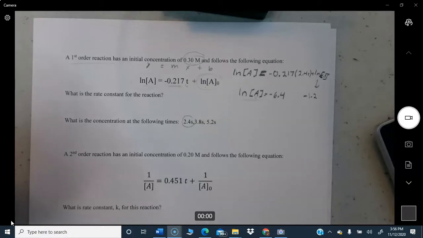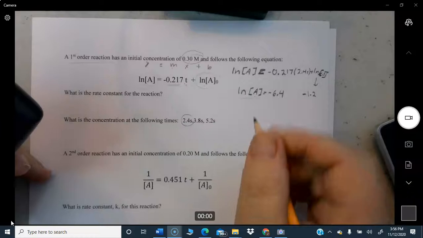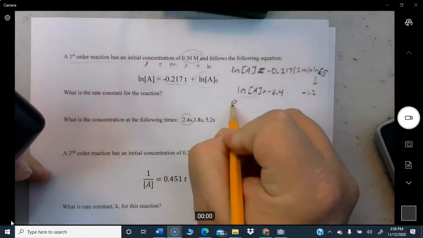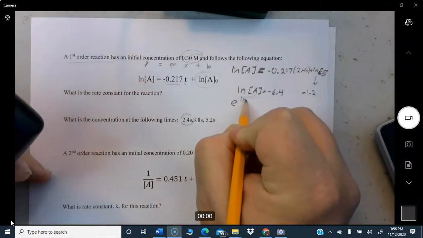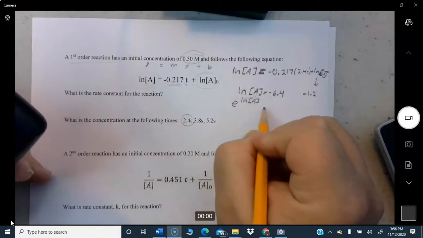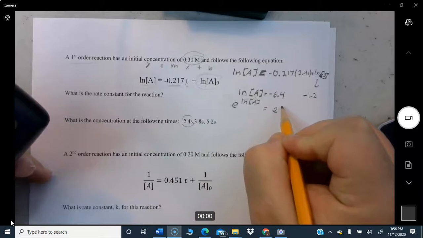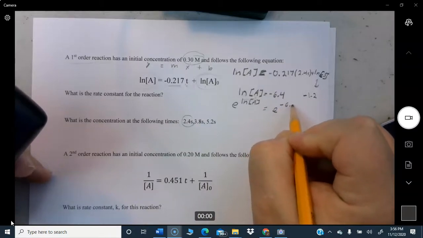And that's what we talked about earlier, all the way back to lesson 2: you use an inverse. So it's going to be E raised to the ln A. And then anything you do to one side, you do to the other. So it's E raised to the negative 6.4.